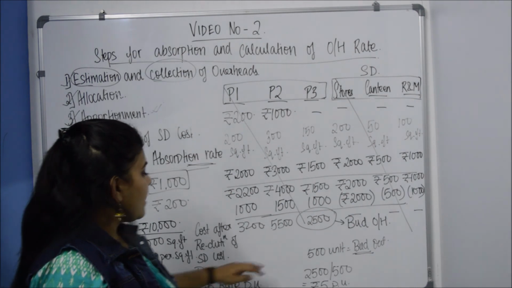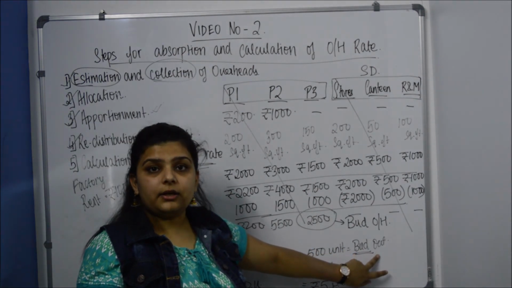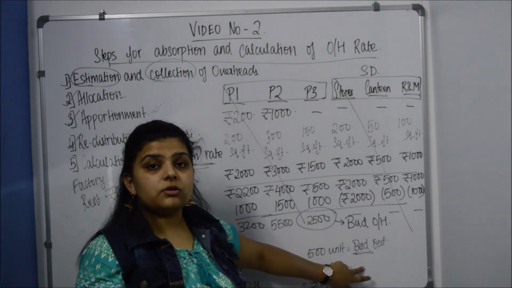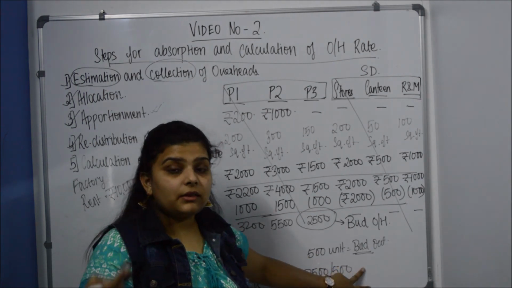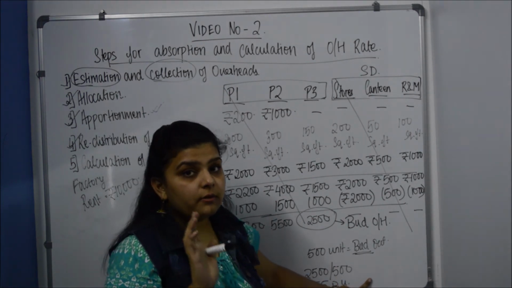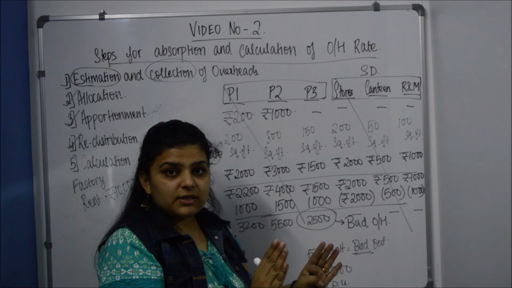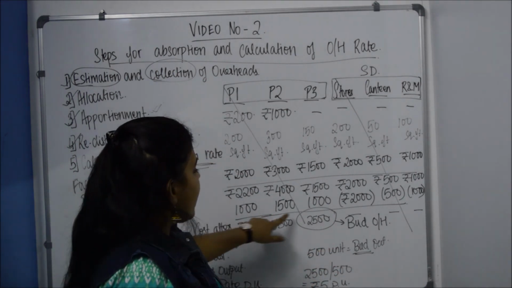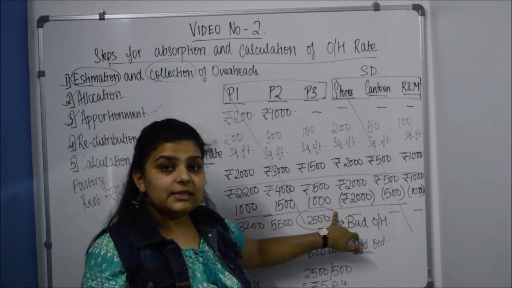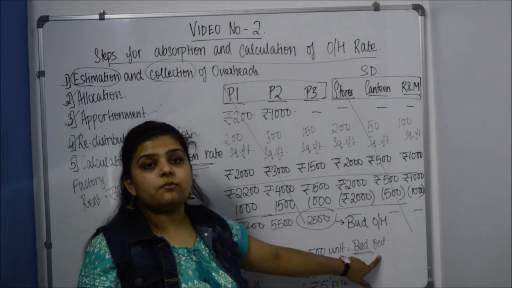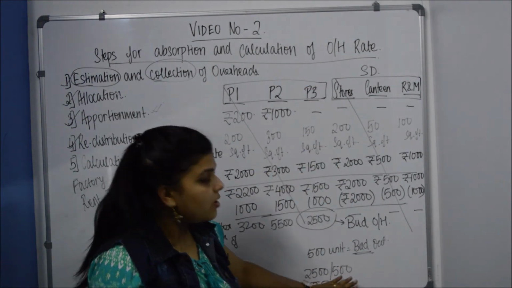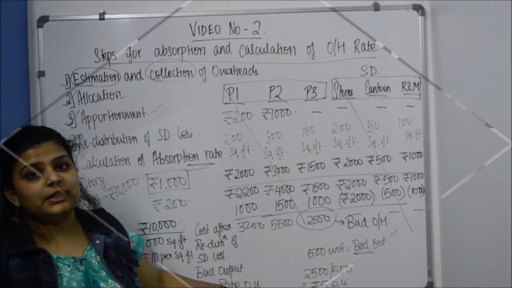Again, I have taken budgeted output here. I can take hours also. I can take cost also. These are again various methods of absorption which we'll learn in video number 4. For simplicity purpose, here I have redistributed the cost simply, and here for simplicity purpose I have taken budgeted output. So this is how my overhead absorption takes place.